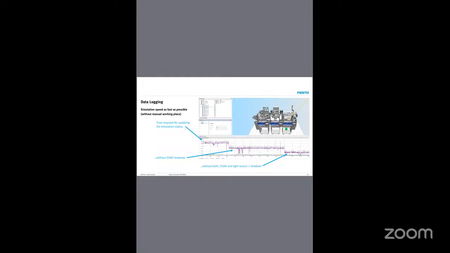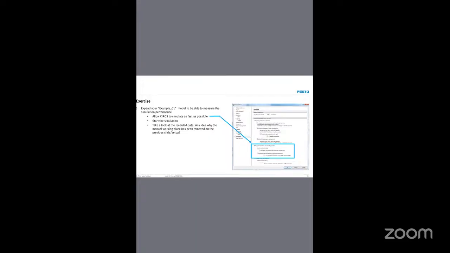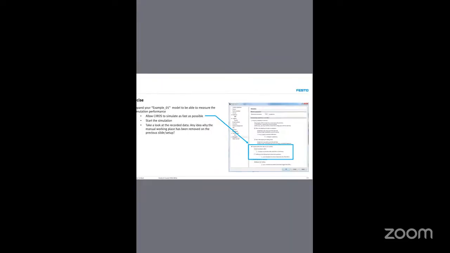If you disable shadows, your performance will increase. Also, if you disable SSAO, again it will improve the performance. So for large CP factory models, shadow and SSAO off is required. Then let's go to the next exercise. Open the model, enable the logging, select the faster than real time option, and then run the simulation, see the graph.